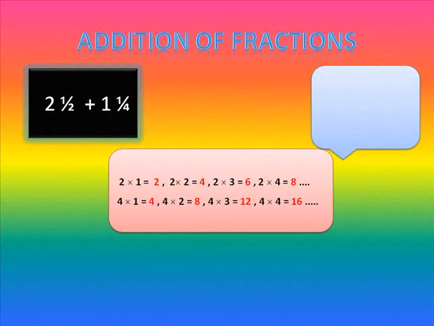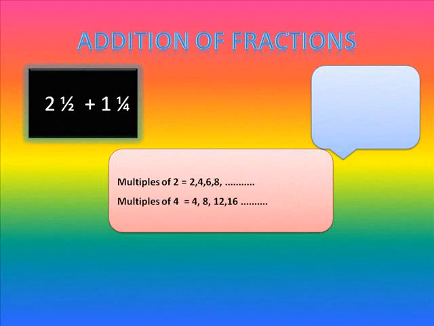2 times 1 is equal to 2. 2 times 2 is equal to 4. 2 times 3 is equal to 6. And 2 times 4 is equal to 8. Note that the numbers in red are the multiples of 2. And 4 times 1 is equal to 4. And 4 times 2 is equal to 8. And 4 times 3 is equal to 12. And 4 times 4 is equal to 16.